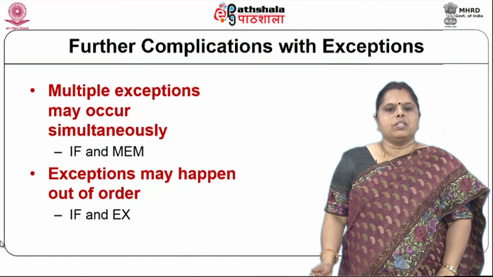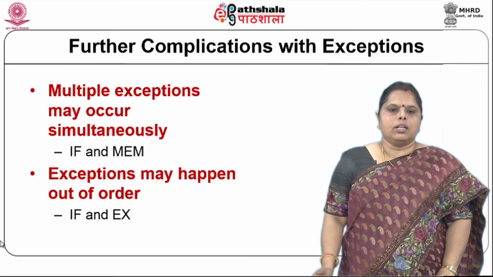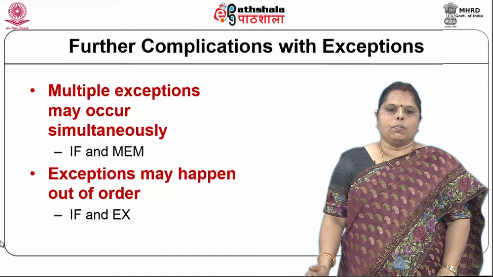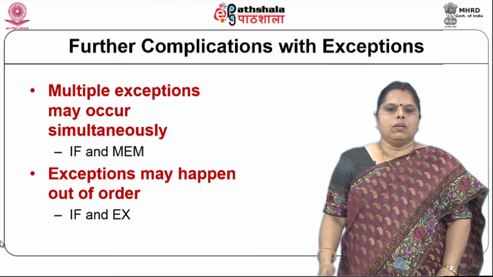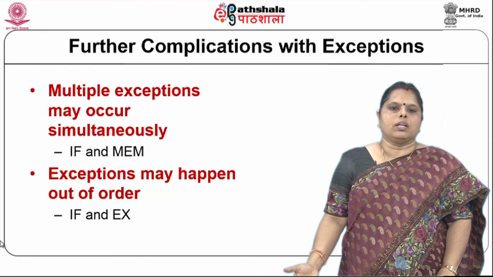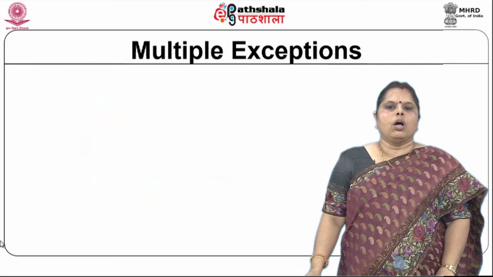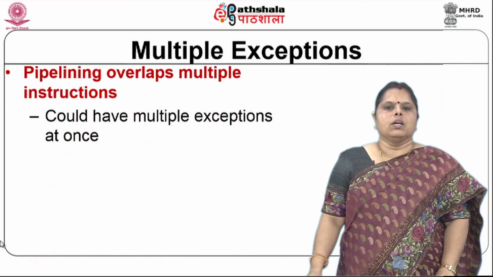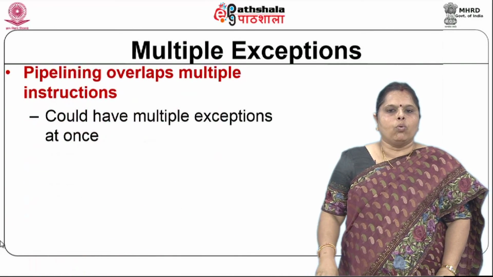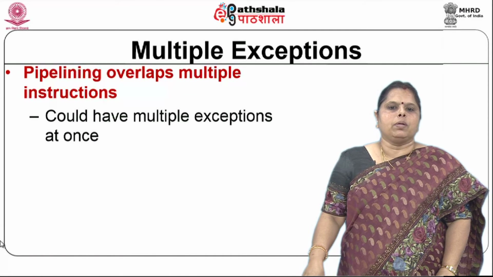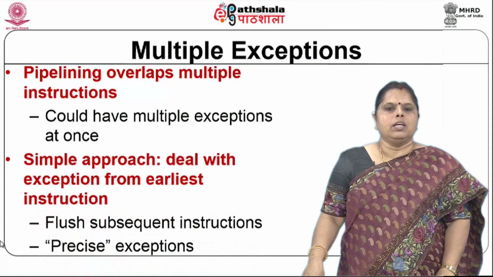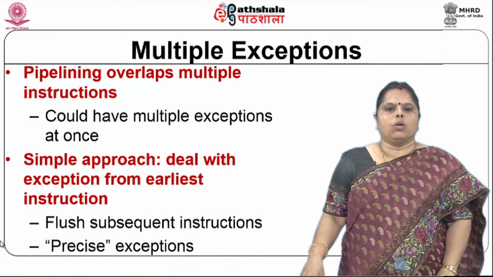And also exceptions may happen out of order. That is, an instruction that is let into the pipeline at a later stage may cause an exception earlier than an instruction that was let into the pipeline earlier. So how do you handle these cases? Because the pipeline overlaps multiple instructions, it is quite possible that multiple exceptions will occur simultaneously, and out of order exceptions will also be there.